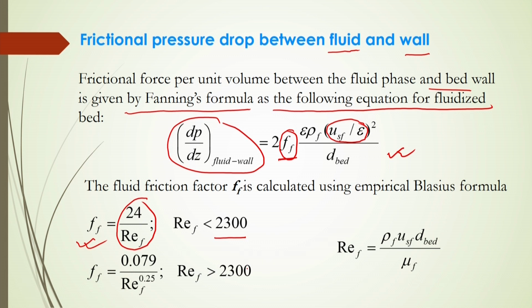So FF, at REF greater than 2300, you can calculate from this Blasius equation, here 0.079 by REF to the power 0.25. So from these two correlations, you can calculate the Fanning friction factor, and then after substituting this friction factor here with other parameters like rho f and the velocity of the fluid and the diameter of the bed along with the voidage, if you know them, then you can calculate what the fluid wall frictional pressure drop should be.